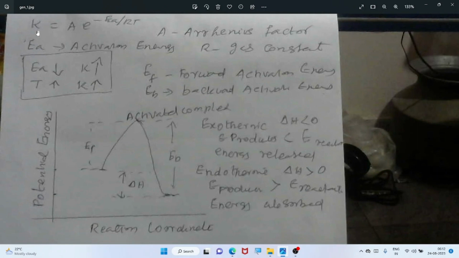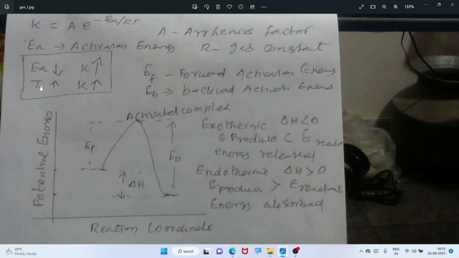This rate equation, k equals A times e to the power minus Ea by RT, is the Arrhenius equation. A is the Arrhenius factor, Ea is the activation energy, R is the gas constant, T is the temperature. When you decrease the activation energy, the rate constant will increase. Okay, this is a negative sign, so Ea decreases means k will increase.